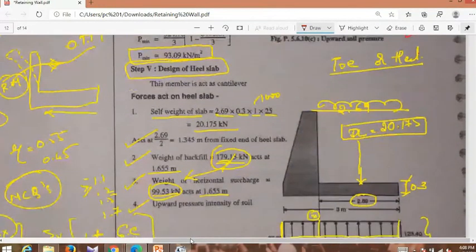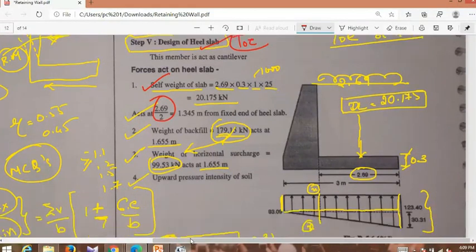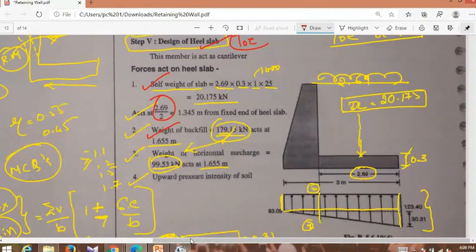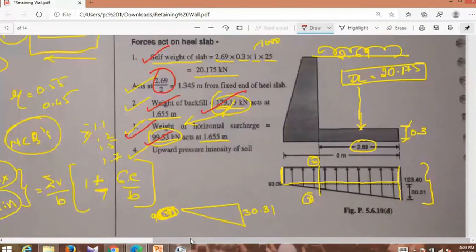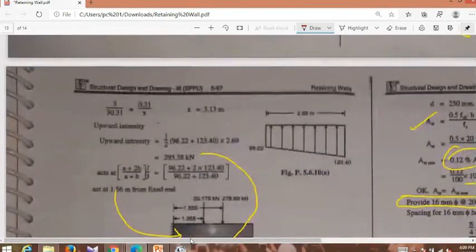After getting all the pressure, what we should do? We will go for the designing of toe slab, heel slab, and stem. Here we don't have any toe slab, so directly we will go for the heel slab. The first load will be the self load, and it will always act at the center. The next load will be the weight of the backfill, which we have already calculated. Weight of the horizontal surcharge, which we have already calculated. Then this, and we want to determine the pressure at this point. Using the similar triangle, we will determine the pressure at that point.